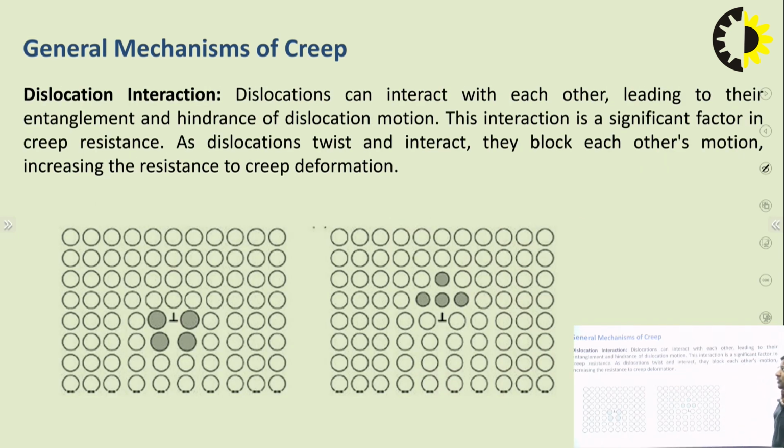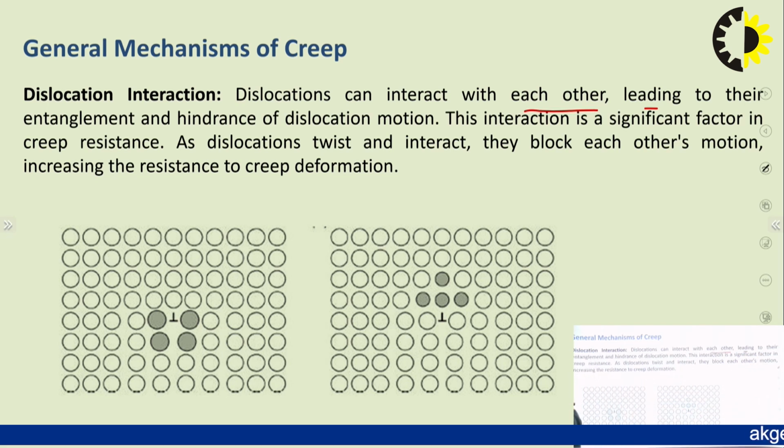Third general mechanism is dislocation interaction. Here you can see dislocations can interact with each other, leading to their enlargement and hindrance of dislocation motion. Earlier the behavior was like this: some slip planes are present here and all are uniformly distributed. But here you can see there is some change. Here it was like this, but here it got some change.